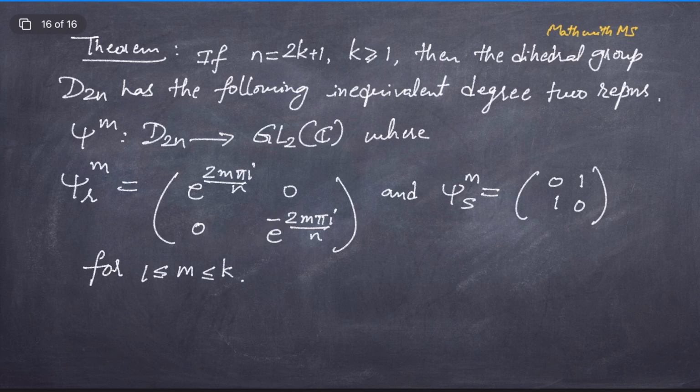The proof of this theorem is similar to the one done for n even, so we will skip it. And notice that once we have shown that all these degree 2 representations are inequivalent and irreducible, and there are k of them, but we already found two inequivalent degree 1 representations of the dihedral group D2n when n is odd. This gives k plus 2 inequivalent irreducible representations of the dihedral group D2n for n odd.